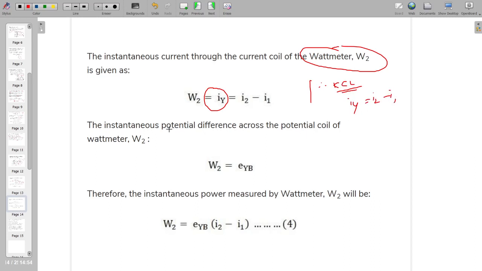The instantaneous potential difference across the potential coil of the wattmeter. So the voltage coil is connected between Y and B phase. So the voltage across the coil of the second wattmeter is E_YB. Therefore, the instantaneous power measured by the wattmeter W2 is given by the voltage and current measured by its coils, that is voltage and current.